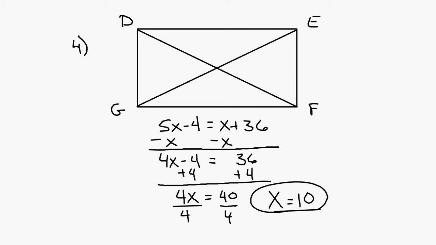If you take the 10 and substitute it where the x is, you can find the length of each diagonal. So 10 right here for this x plus 36 is equal to 46. And 5 times 10 is 50 minus 4 is 46.